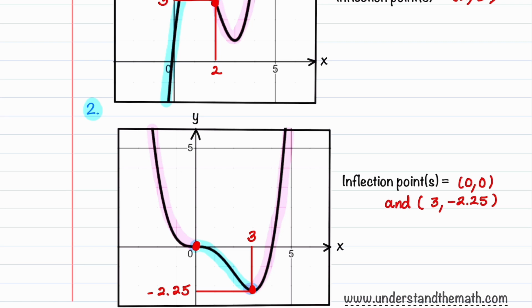Let's do a quick recap. Concavity tells us how a graph curves up like a smile or down like a frown. And inflection points are just where the concavity changes. I hope this video helped you understand these concepts better.